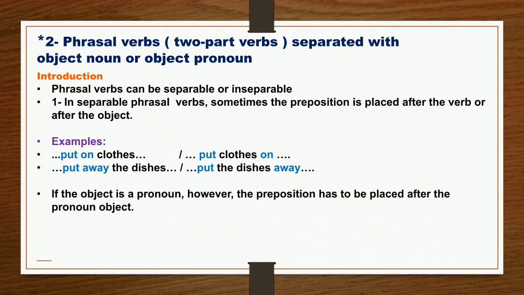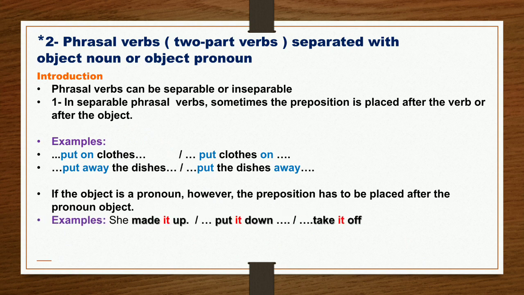If the object is a pronoun, إذا كان المفعول به ضمير, the preposition has to be placed after the pronoun object. فإن حرف الجر يأتي بعد المفعول به الضمير. Examples: She made it up. Put it down. Take it off.